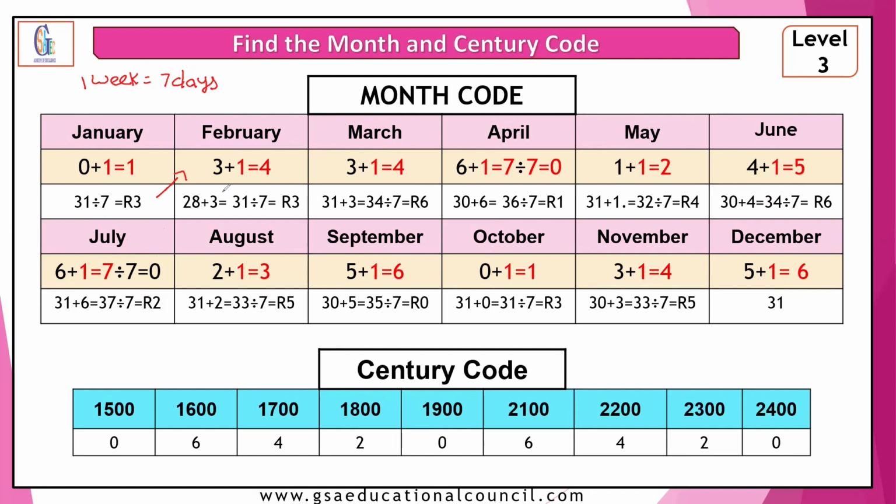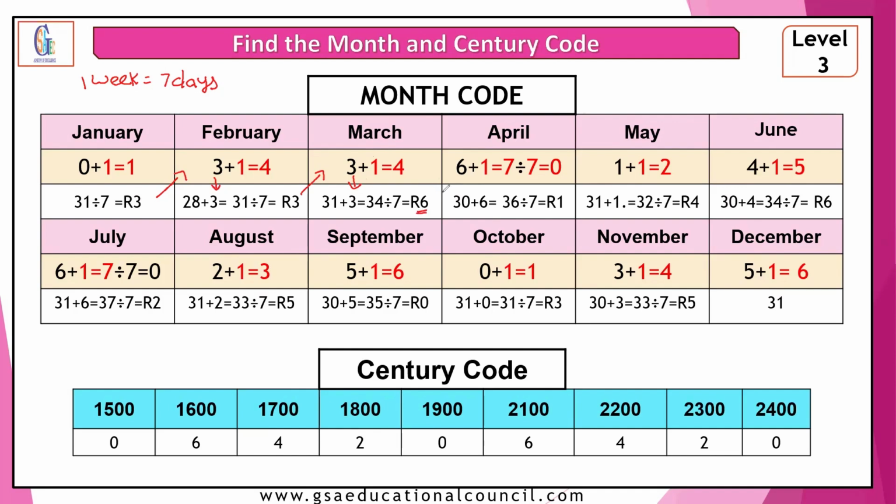Now, this is 3. In the month of February, there are 28 days plus 3, that is 31. 31 divided by 7, the remainder is 3. Now write this remainder down for the month of March, 3. In March there are 31 days plus 3, that is 34, divided by 7, and the remainder is 6.